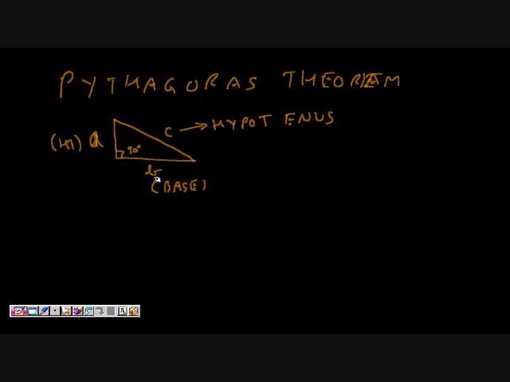So if you are given a 90 degrees right angle triangle, the Pythagoras theorem states that the square of the height, a square, plus the square of the base, which is b square, is equal to the square of the hypotenuse. So a square plus b square is equal to c square. So square of the height plus square of the base is equal to square of the hypotenuse. That's what the Pythagoras theorem states. So how do you prove this?